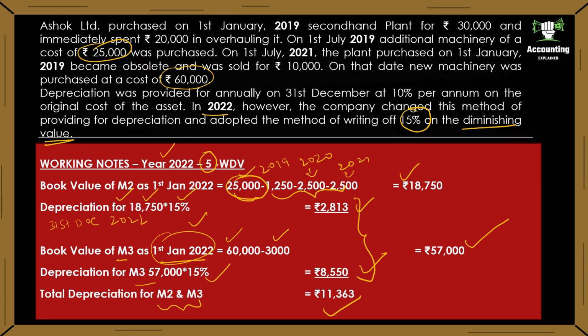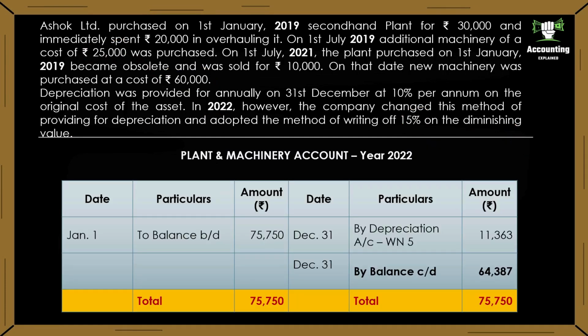Let's prepare the plant and machinery account for the year 2022. Now we are bringing the balance from 31st December 2021. The balance is 75,750. We write it as 1st January 2022, balance brought down. Now December 31, by depreciation, from working note 5 we have calculated it as 11,363. Debit side total is more, so we take that total to the credit side also. On deducting the credit 11,363 from 75,750, we get a balance of 64,387. That is balance carried down as on December 31.